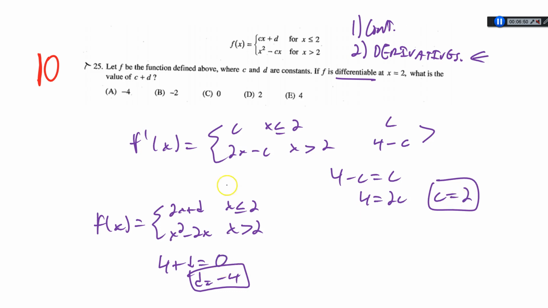So we've got c is 2, d is negative 4. They ask for the sum. Negative 4 plus 2, negative 2. That's it. Tricky problem. Key is doing the derivative first, I think, and then going back to continuity.